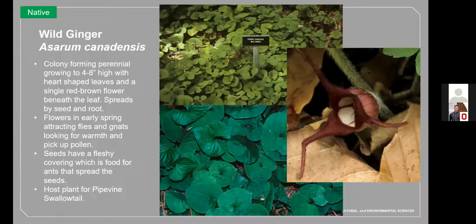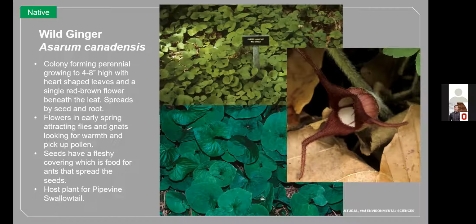Wild ginger's flower is located at the base of the plant, lying adjacent to the ground. It is bell-shaped and brownish purple in color. The flower is adapted to attract small pollinating flies that emerge from the ground in early spring and enter the flower to escape the cold and eat the pollen. They move the pollen from flower to flower.